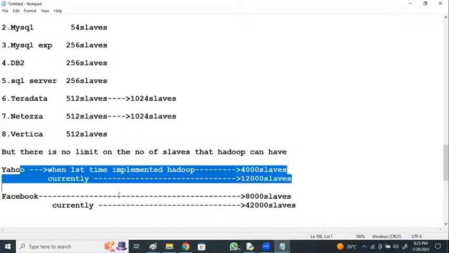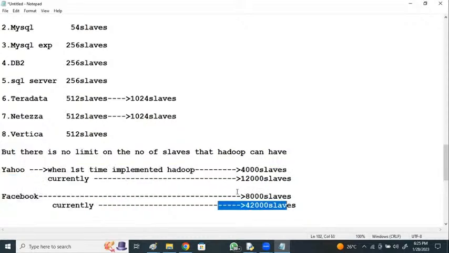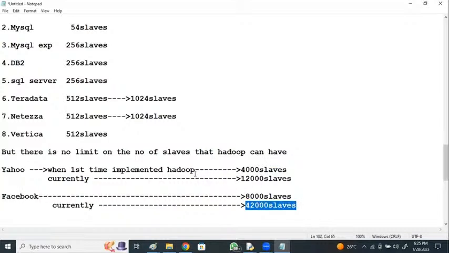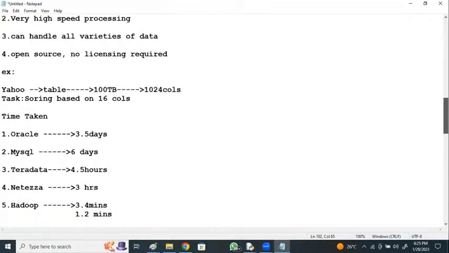And Yahoo, Facebook went with 42,000 systems for storing its data. Initially, it was using 8,000. Currently, it is using this. So there is no limit on the number of slaves that Hadoop can have. But there is a limit in other databases. From a storage point of view it is proven, and from a processing point of view it is proven in the market, right?